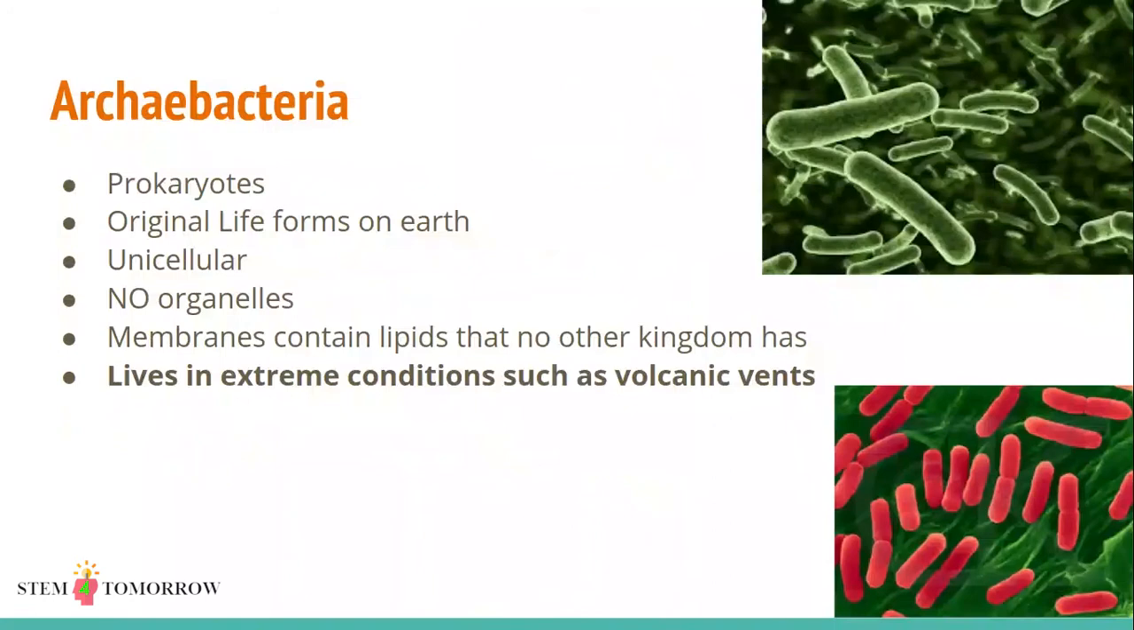They're unicellular. They don't have organelles. They have membranes that contain lipids that no other kingdom has. So that's how you can usually tell it's an Archaebacteria. But overall, the way most people are going to tell is they live in extreme conditions, such as volcanic vents. They live in extreme cold or extreme hot places. So that's why they're different than eubacteria.